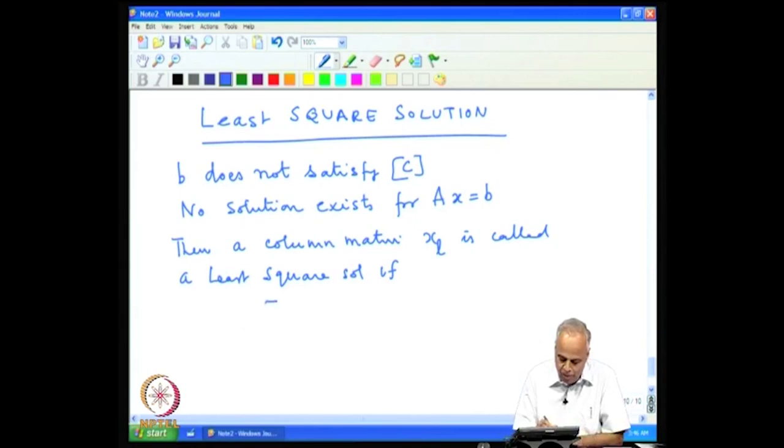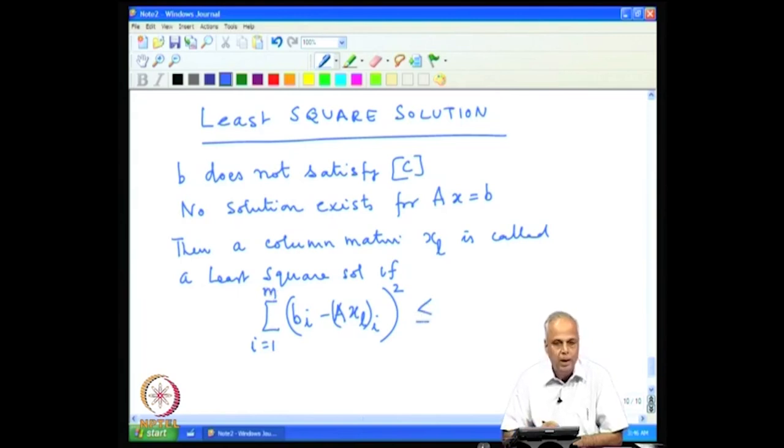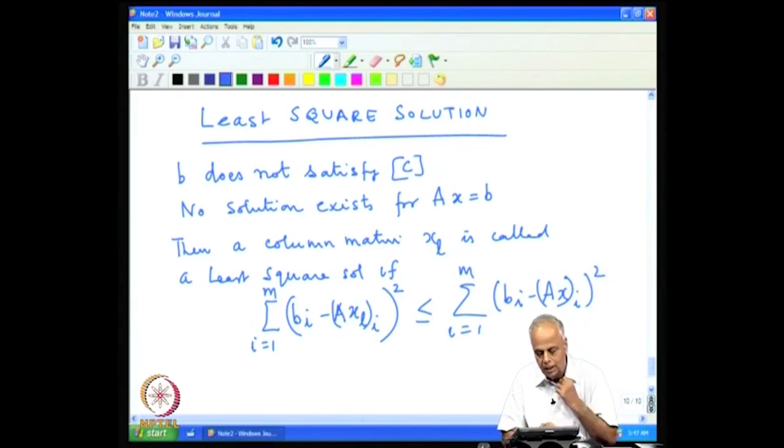What does it mean? If you look at the error obtained by taking this x, and calculate the error in each entry in the error matrix, square it and add all the errors, that error should be the least among all possible errors. That is, if I take any vector Ax and calculate the error, it cannot be less than this. So, the least square solution is a solution which minimizes this particular quantification of the error. Obviously, different notions of error quantification could lead us to different types of solutions, but we will be concentrating only on this least square solution.